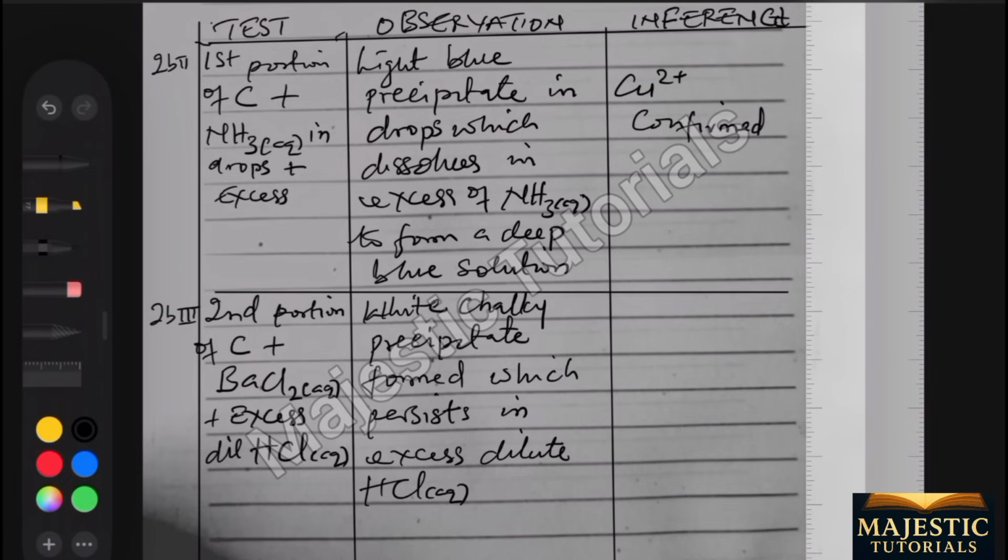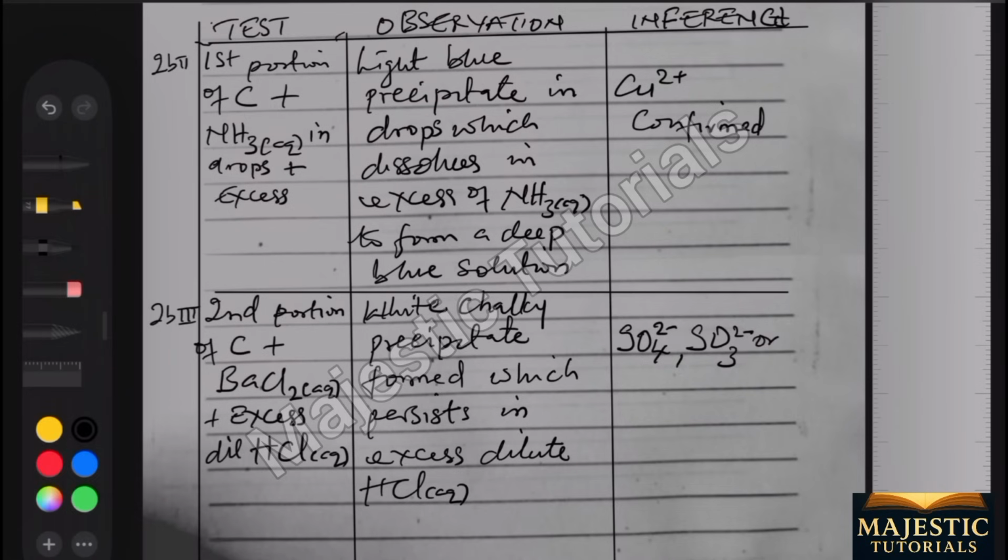Immediately you add barium chloride and it gives you a white powdery precipitate, you have to infer that three ions are likely there. Suspect, somehow, ions are not criminals. Just use present. The three ions in our mind should now be tetraoxosulfate 6 ion, trioxosulfate 4 ion, or trioxocarbonate 4 ion. Likely or present. Then immediately it persists in excess HCl, you write tetraoxosulfate 6 ion confirmed.